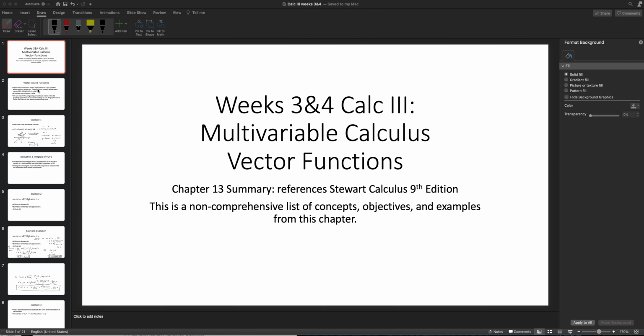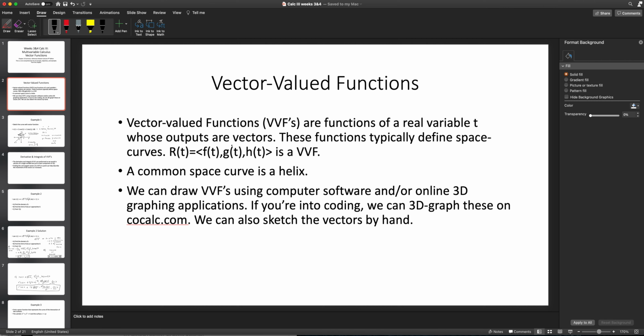So what are vector valued functions? Vector valued functions, or VVFs, are functions of a real variable t whose outputs are vectors. So they have the form r of t equals f of t, g of t, h of t. And what they're used for is to describe space curves. You can draw the VVFs using a 3D calculator online, or programming in Python. You could also sketch the vectors by hand, as we'll see in the next example.